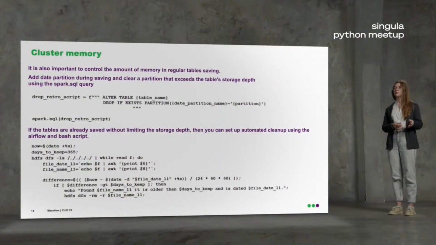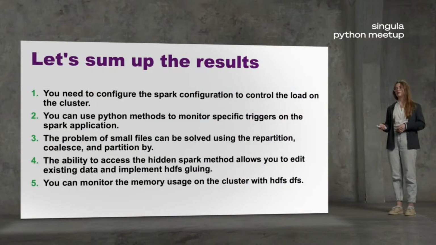We talked about partitioning methods to maintain cluster stability, but it is also important to control the amount of memory in regular table saving. Add date partition during saving and clear a partition that exceeds the table storage depth using a Spark SQL query. If the tables are already saved without limiting the storage depth, you can configure automated table cleaning using Airflow and a Bash script. This script outputs all objects in the folder, determines the time when the object was created, and deletes files with exceeded storage depth.